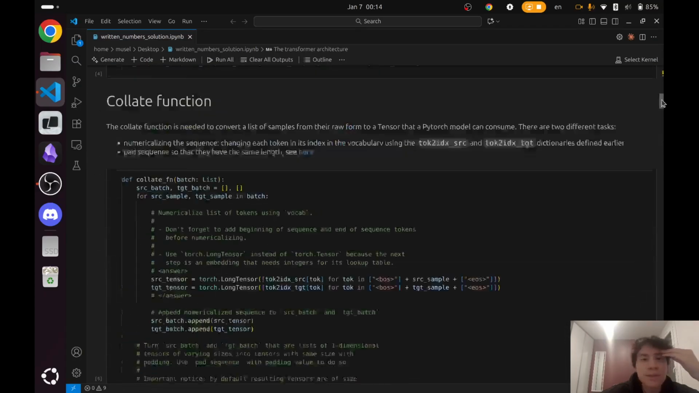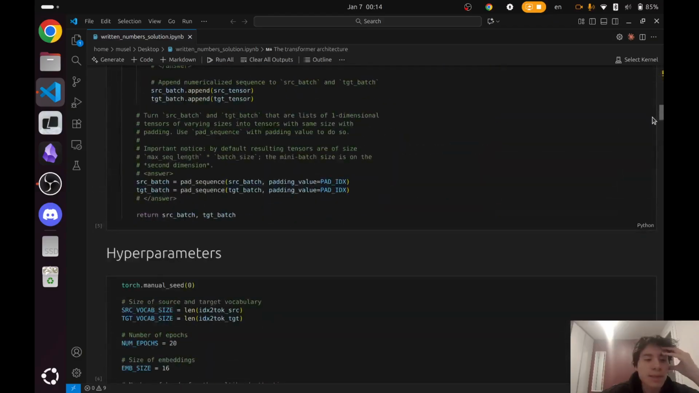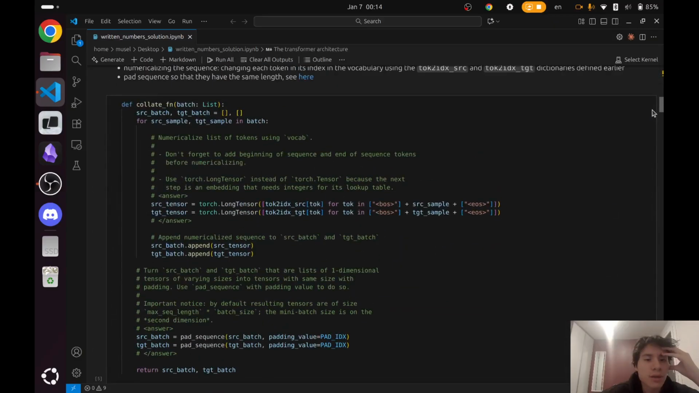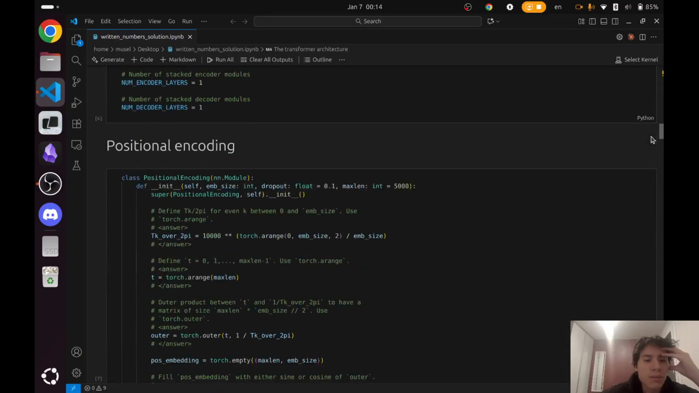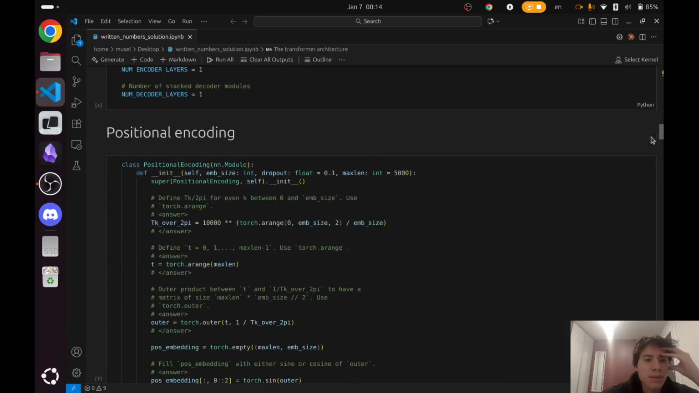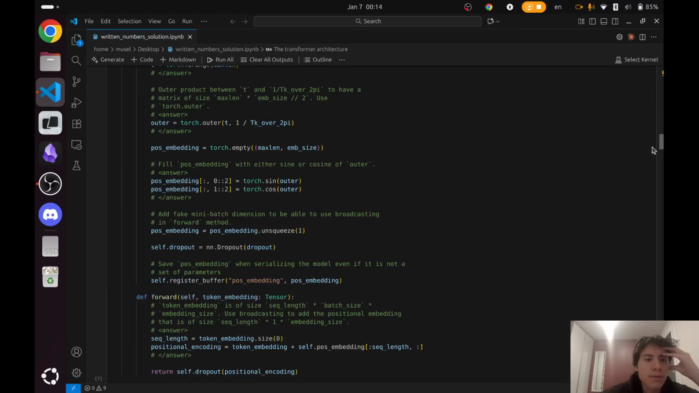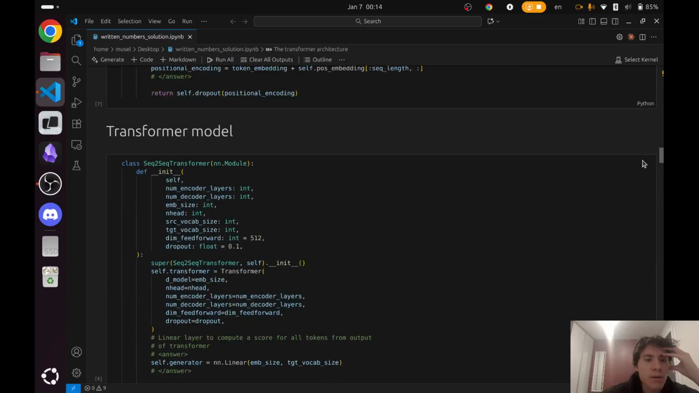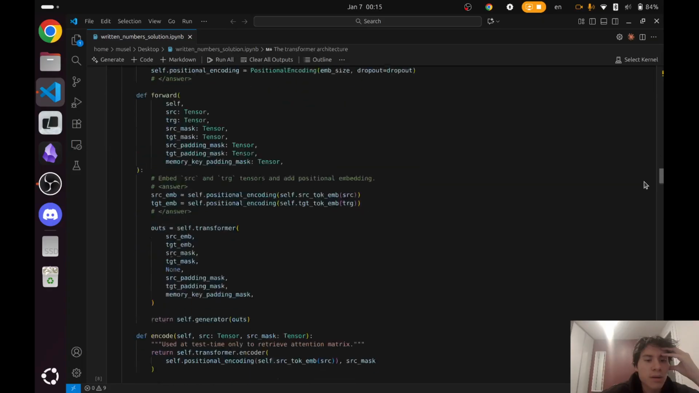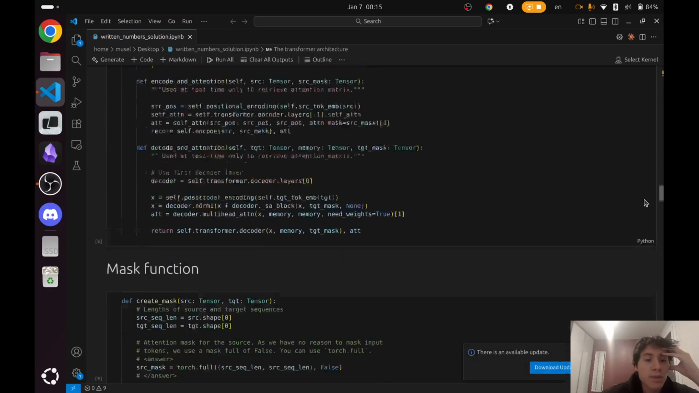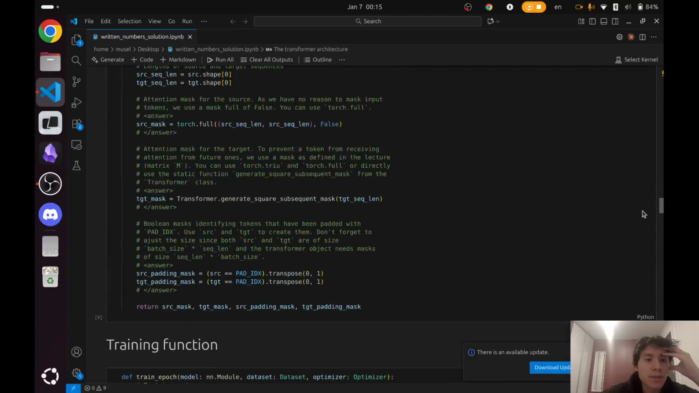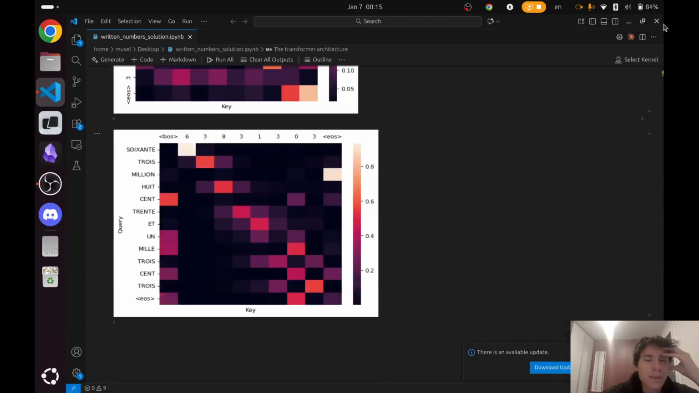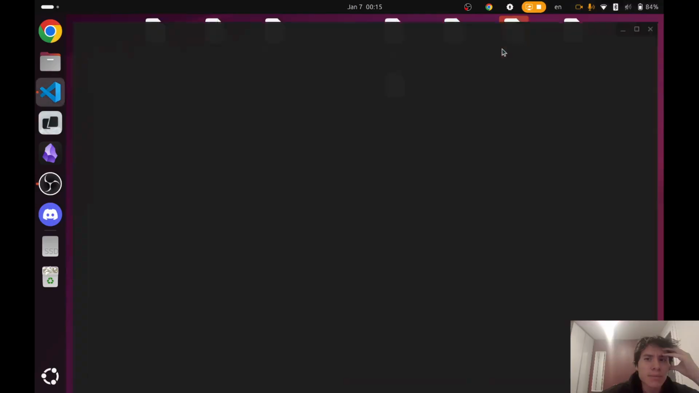In this case, this notebook is also implementing the attention from scratch. So you have to create the positional encoding and also the actual transformer, which uses the encoder and the decoder. And it's very similar, both of them.